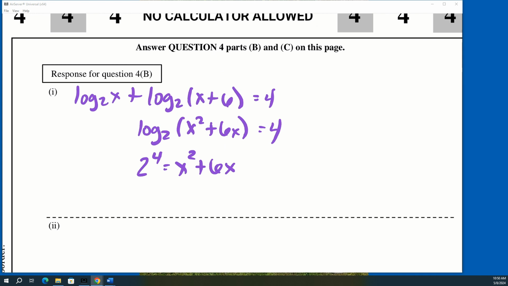All right, and this will be non-calculator, so you do need to know what 2 to the 4th is. What do y'all think? 16. Anytime you want to raise something to the 4th, what I do is I square it and then square that. So just square twice is raising it to the 4th.